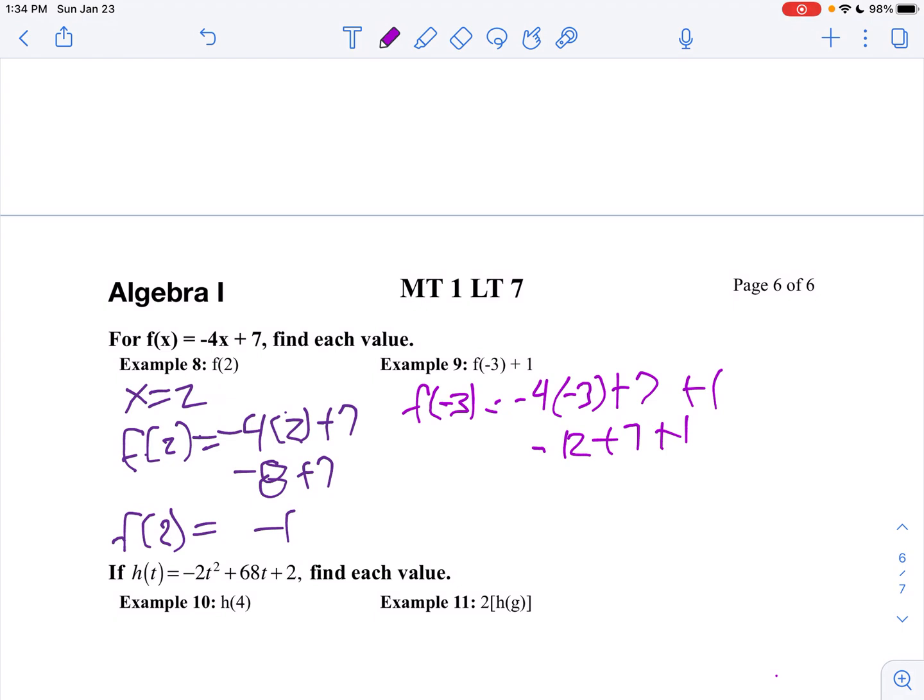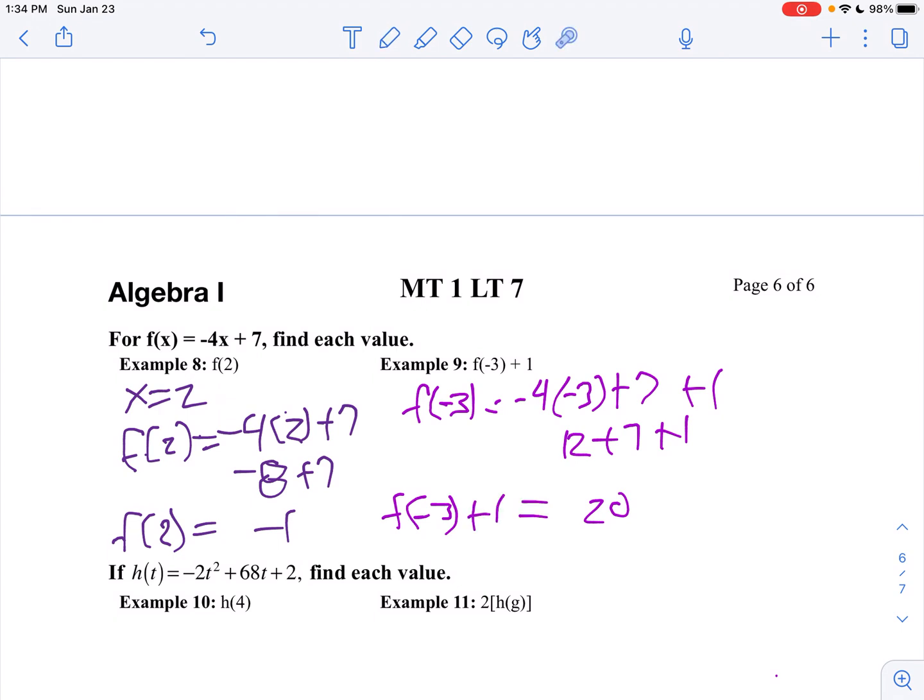It's not negative, though, is it? Messed up there. It's positive 12. A negative times a negative is a positive 12. Sorry about that. And then 12 plus 7 plus 1, well, that's 20. So my answer is 20. So that's f of negative 3 plus 1.